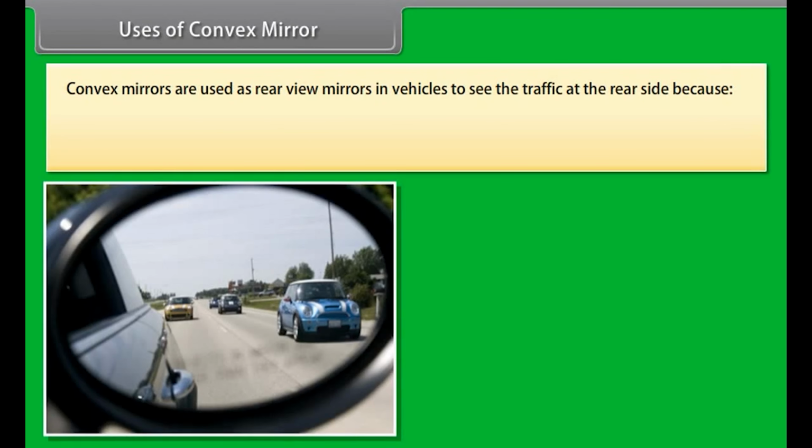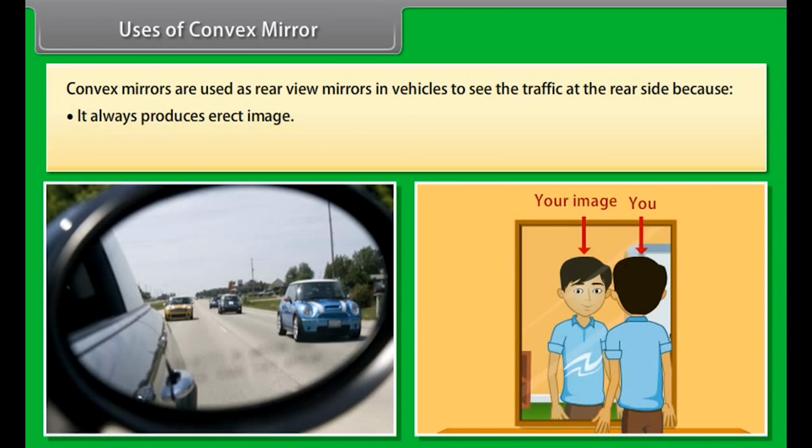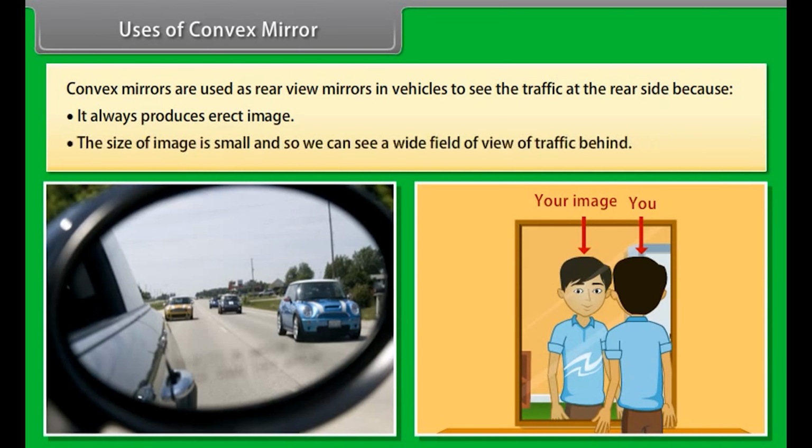Uses of convex mirror. Convex mirrors are used as rear view mirrors in vehicles to see the traffic at the rear side because they always produce an erect image. The size of the image is small, so we can see a wide field of view of the traffic behind.